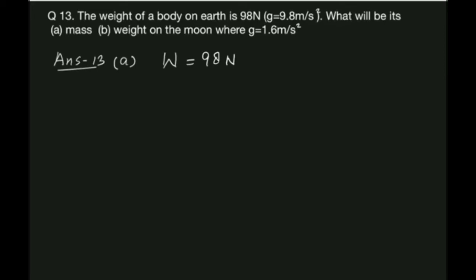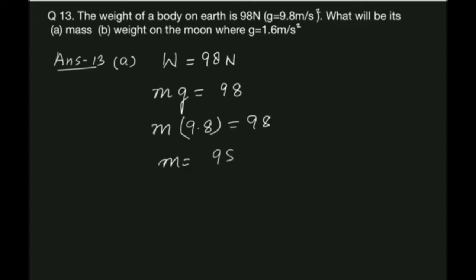So what is the formula for weight? m into g equals 98. The value of g is 9.8, so m equals 98 upon 9.8. If you remove this decimal, 10 will come up. So 10 kg is the mass of the body. This is the first part's answer.